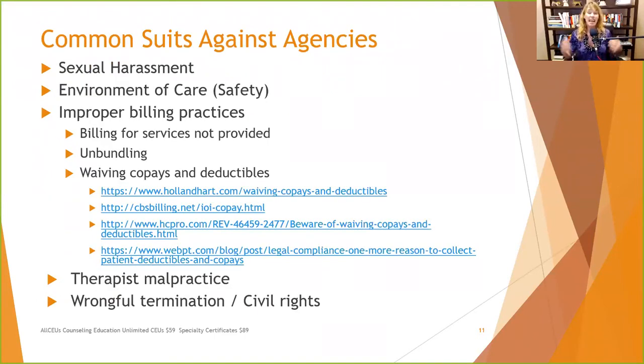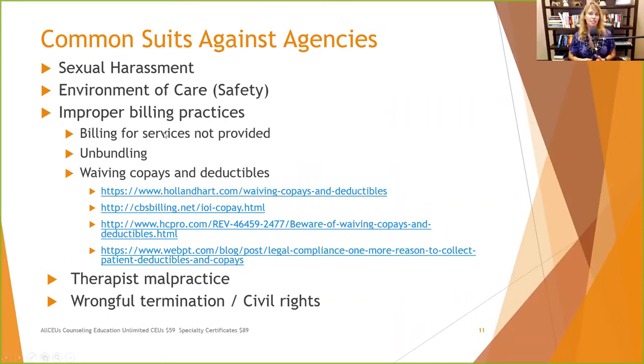Common suits against agencies in general: sexual harassment. Now that can be staff on staff or staff on client, so just be aware of it. Environment of care, and that's that big garbage one for I slipped and fell and broke my hip, or you didn't take care of the tree outside that had the dead limb and it fell on my car and crushed the roof of it.